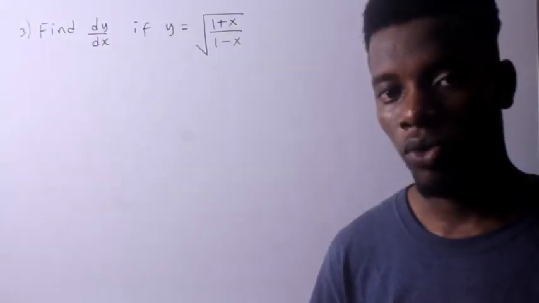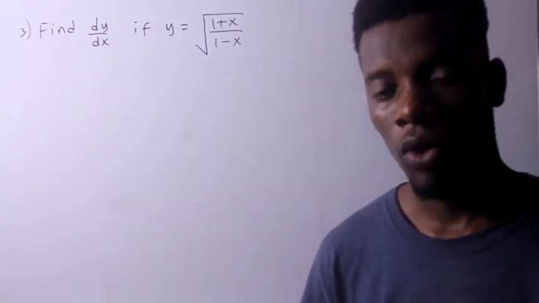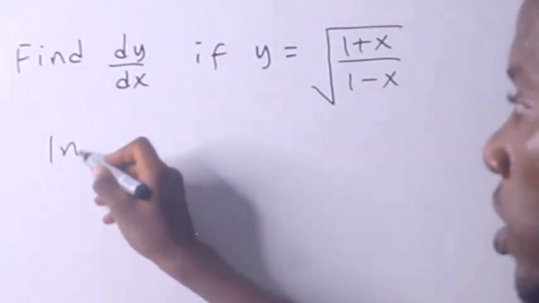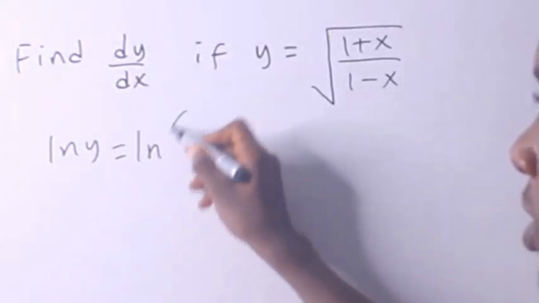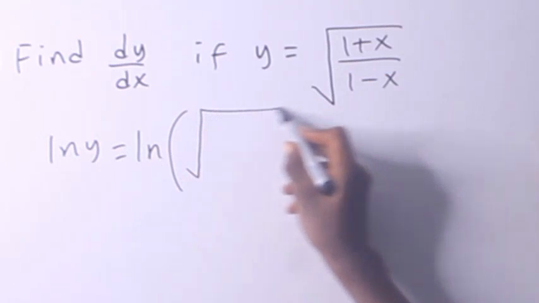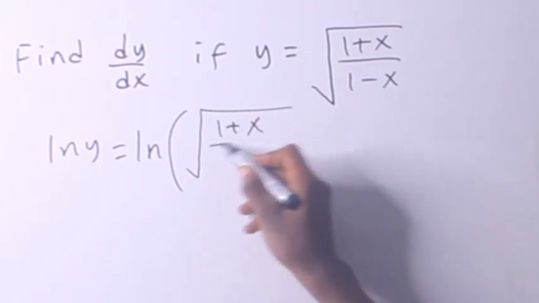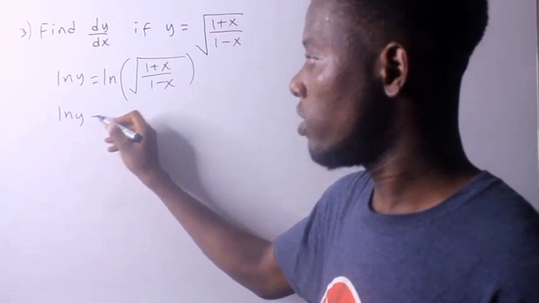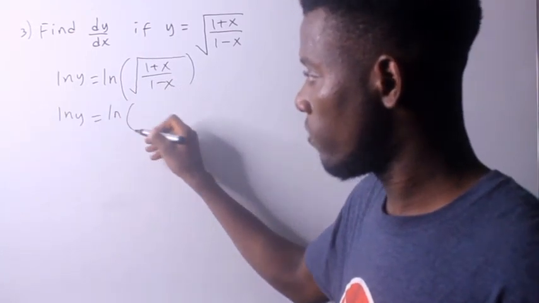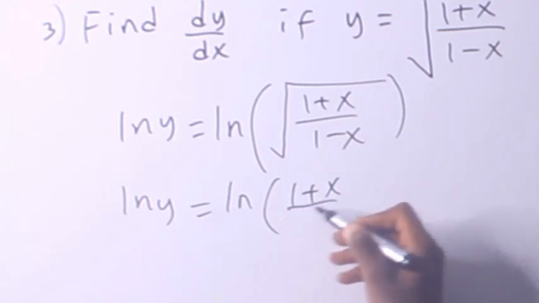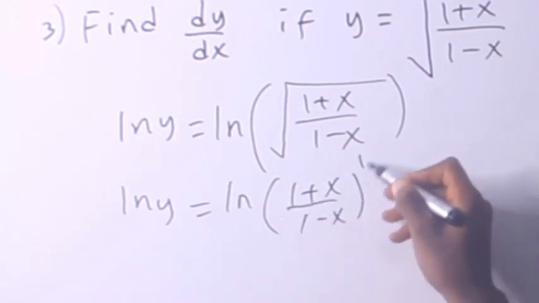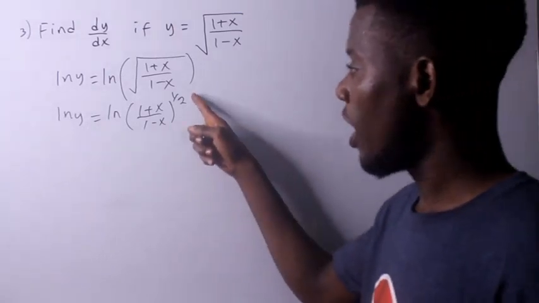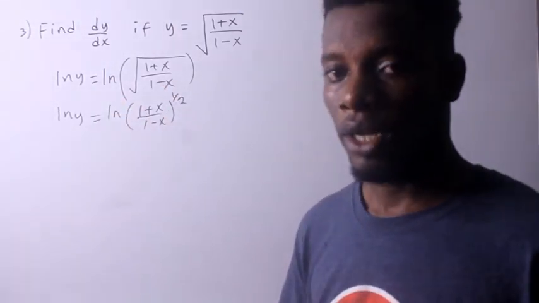So the first thing I'm going to do is to take the ln on both sides. So I'm going to have ln of y equals the ln of this entire expression, the square root of (1 plus x) all divided by (1 minus x). Now if I do that, I will have ln of y equals the ln of (1 plus x over 1 minus x) all to the power of half. The square root means half. Now this half is going to drop behind the natural logarithm.